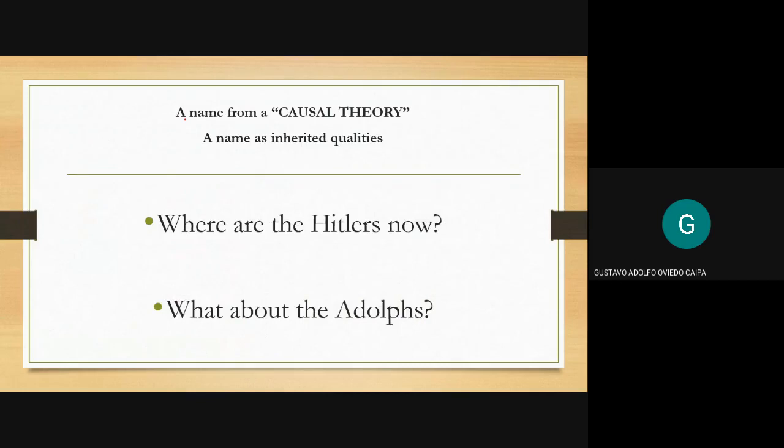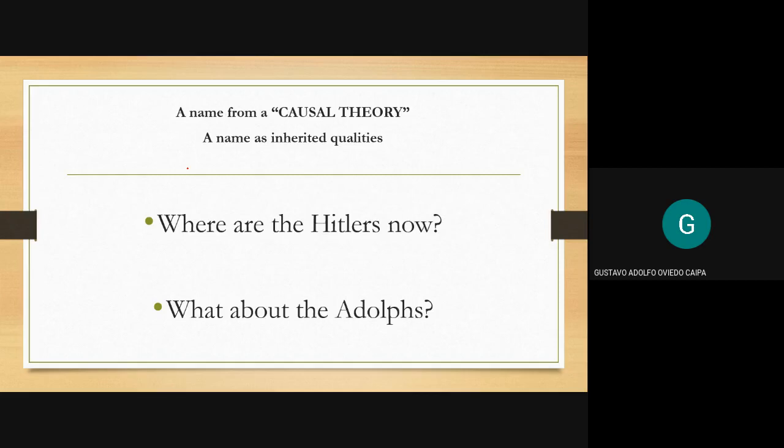All right, and now the other side would be a name from a causal theory, which is a name as inherited qualities. And for this one, as a general question for all of you, think about this. The author says that a name is basically a vehicle for inherited qualities. When a name gets fame for something, then the person that gets the name gets the characteristics of the original person that had the name. So in this case, think about this: what are the Hitlers now?